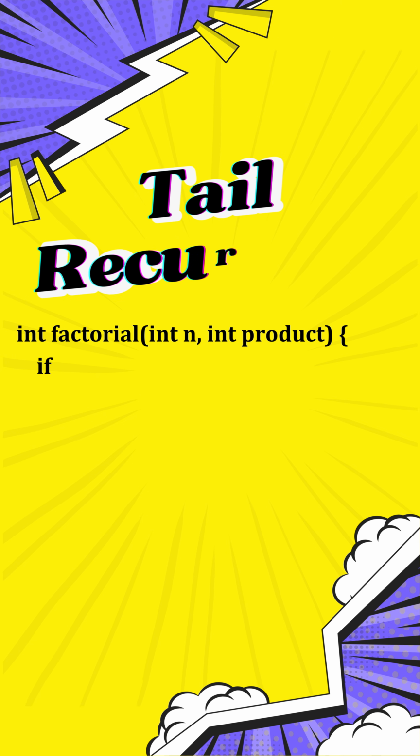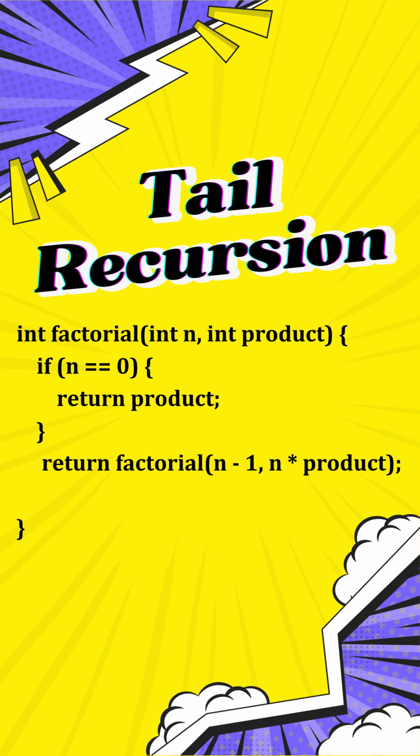Here you can see a tail recursive factorial function. Each call passes the running result forward as the product. You can also use an accumulator variable here because that's the basic concept. No multiplication happens after the return statement because it is already done.